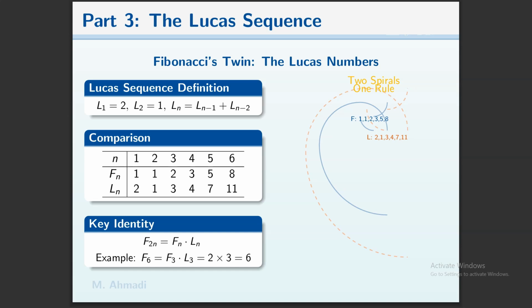Here we can generate some spirals. The first spiral is related to the Fibonacci numbers, and the second one is related to the Lucas sequence, the Lucas numbers.